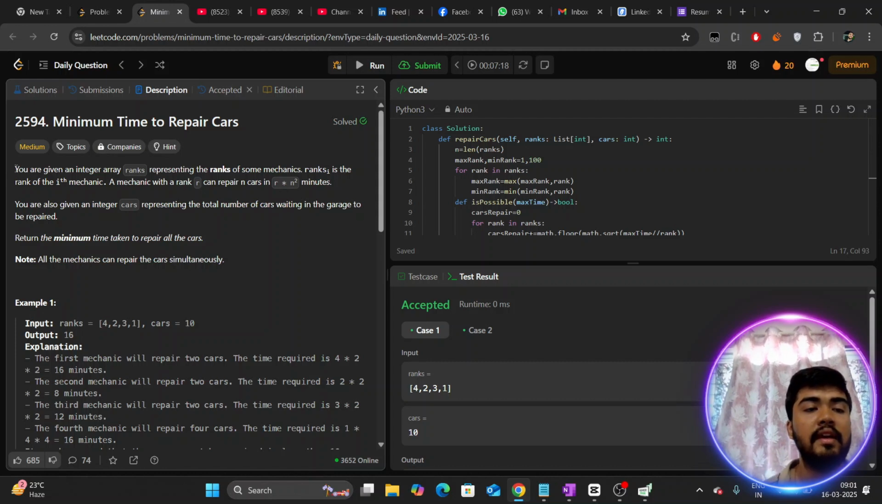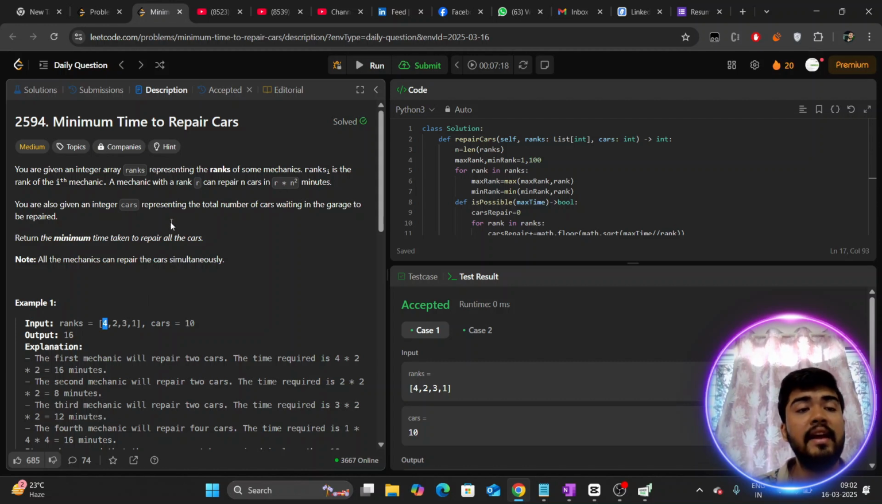So what is given to us? You are given an integer array ranks representing the ranks of some mechanics. So initially they have given a ranks array, which represents the ranks of some mechanics, and ranks[i] is the rank of the ith mechanic. In a particular garage, let's suppose there are some highly proficient mechanics, so they should be placed at rank 1 for sure. And let's suppose there is a new joinee in the garage, then he should be placed at a rank of 4, like this way. The lower the rank, the better the performance of that mechanic.